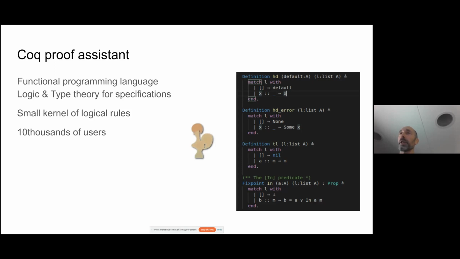You use this logic and type theory for specifications. And I have a small illustration for you where you can see what the head and the tail of a list look like. As you can see, this is just a perfectly ordinary functional language that looks very much like OCaml. The only difference is that now you use basically the same language to also write your specifications.